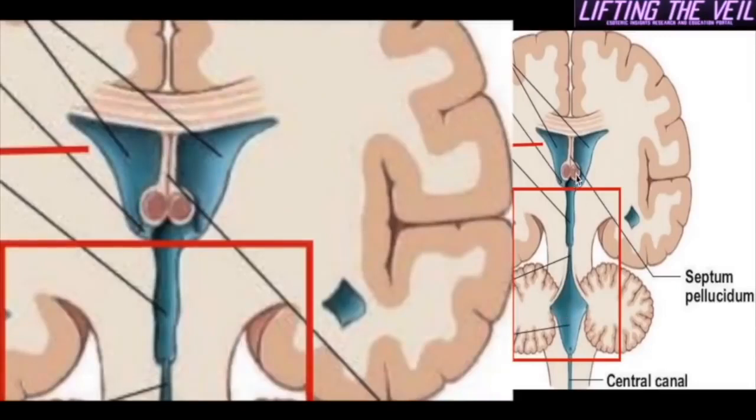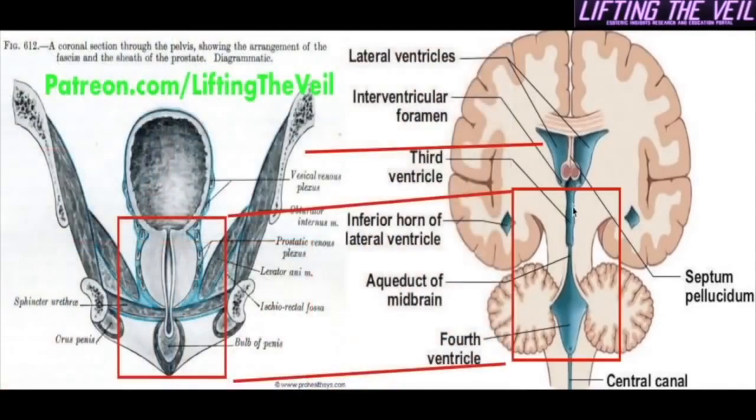So we have the duality creating the geometry of the human form. We have the septum pellucidum here penetrating down, and this is a very similar geometric structure to the human pelvis. As we're seeing here, we have the cross-section of the prostate and the fascia and the sheath of the prostate, which penetrates down into the bulb of the penis, just as the septum pellucidum and the third ventricle penetrate down into the fourth ventricle, directly penetrating the bilateral symmetry.